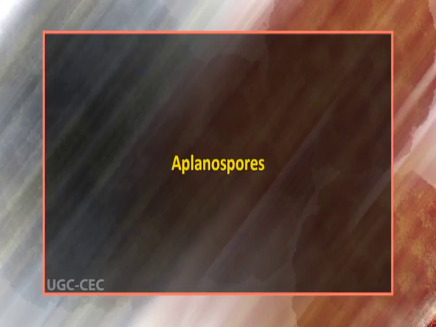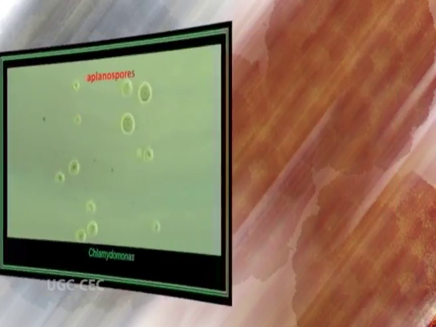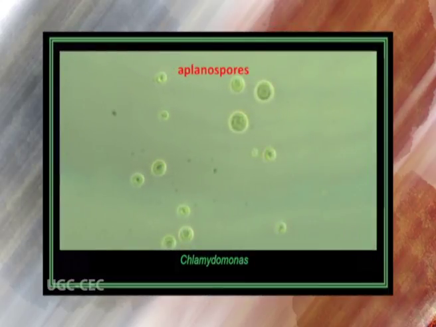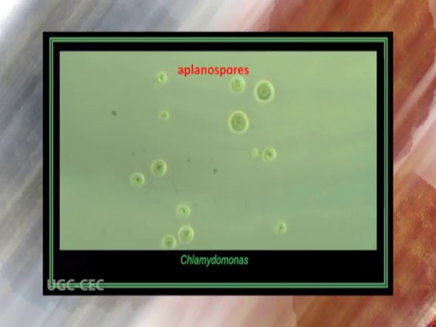Now, applanospores. The applanospores are formed slightly under unfavorable conditions. For example, in Chlamydomonas caudata, the parent cell loses flagella. The protoplast rounds off and secretes a thin wall outside, but does not develop flagella. These non-motile structures are called applanospores.